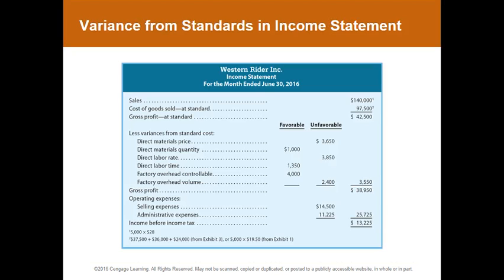So here is an income statement that is showing the basic information in the far right-hand corner. As you can see, we have a total factory overhead volume variance of 3,550 unfavorable that would result in a reduction to our gross profit of 38,950. This particular report that you're looking at here would only be given to managers. It would not be given to the general public.